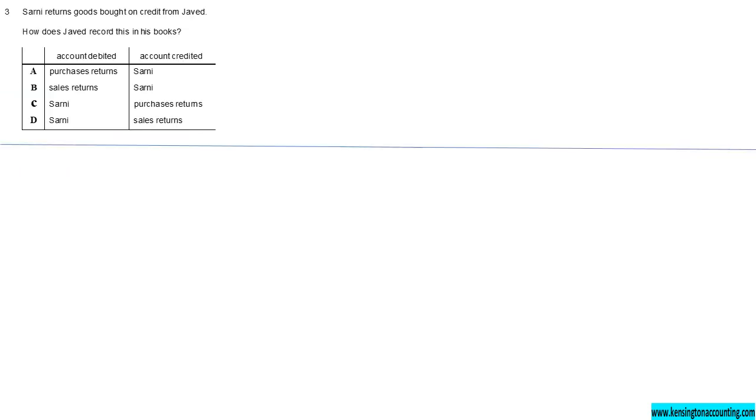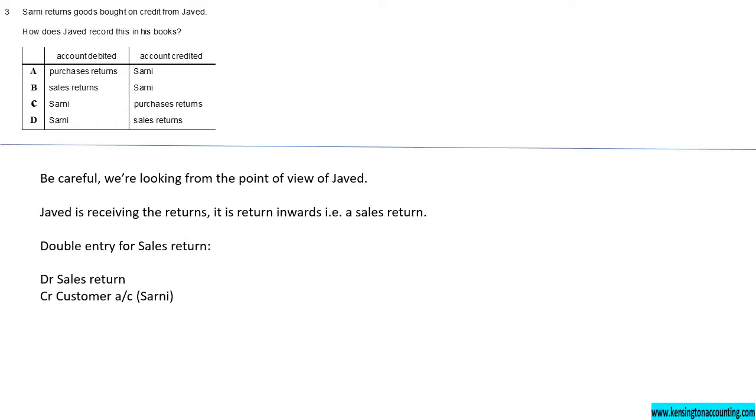Question 3. Sami returns goods bought on credit from Javed. How does Javed record in his books? Now, just be careful here. We're looking from the point of view of Javed. Okay. Now, Javed has received the returns because Javed is a supplier.